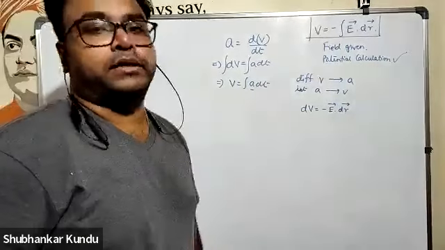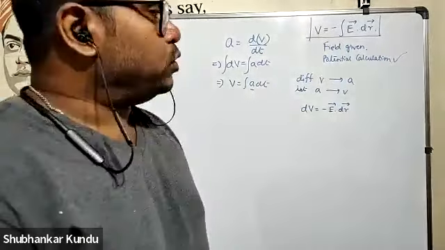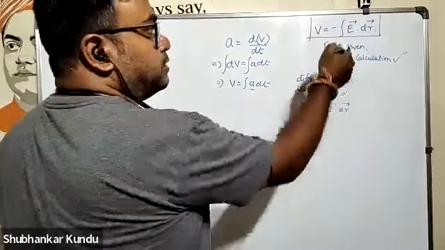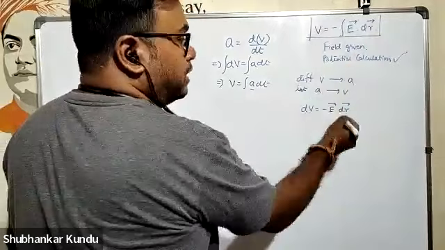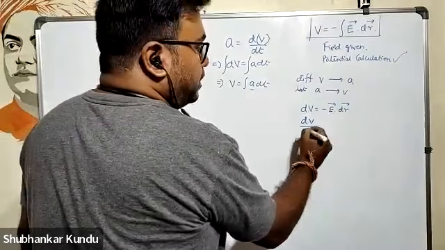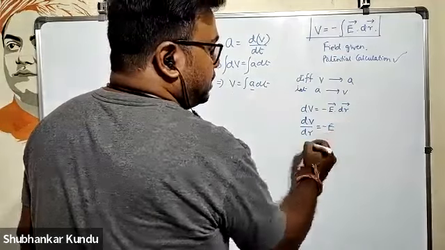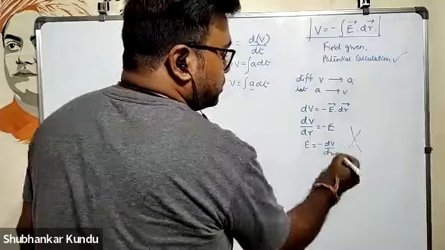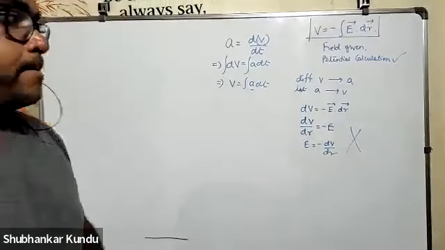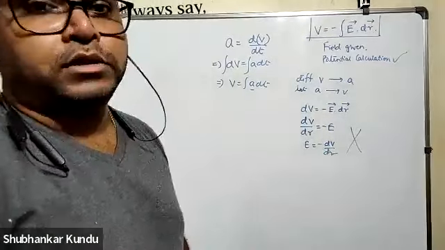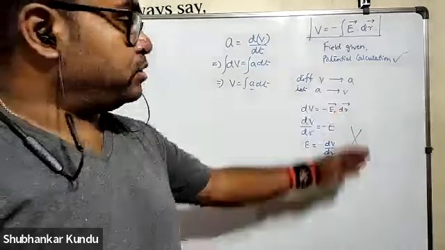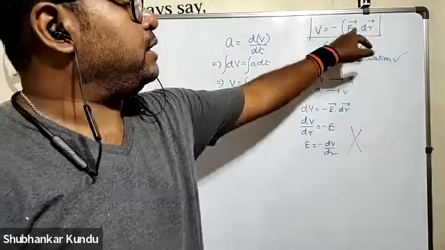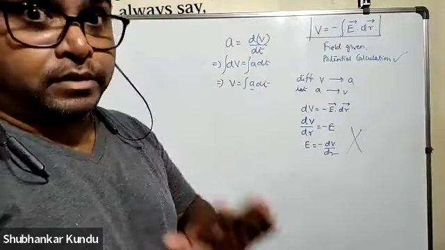But we cannot do that here. We cannot write like that, that by integrating E, we got V, and by differentiating V, dV upon dr is equal to minus E. E is equal to minus dV upon dr. We cannot do these things. Why cannot we do these things here? These things are correct in physics. By differentiating V, we're getting E. By integrating E, we're getting V. Maths is saying we are correct, but this is wrong.